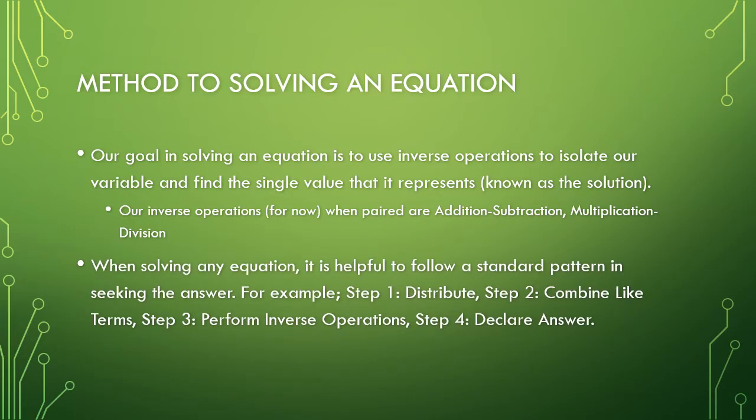When we solve an equation, it's helpful to follow some kind of steps or pattern that works for most of our equations. For example, I could do my first step as taking care of any distribution. My second step, I can combine like terms on either side of the equation. My third step, I can use my inverse operations to get my variable by itself. And my last step, I can declare the answer. When we do that, we follow a pattern that gives us the answer.